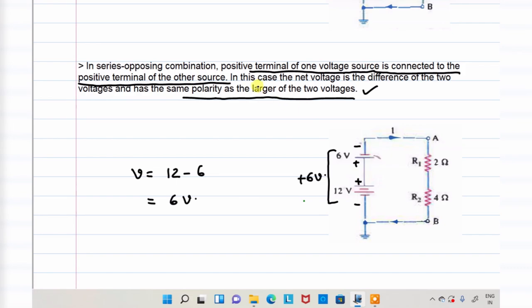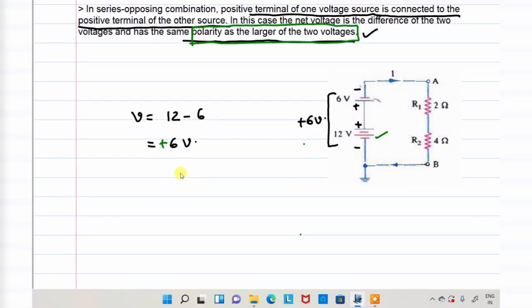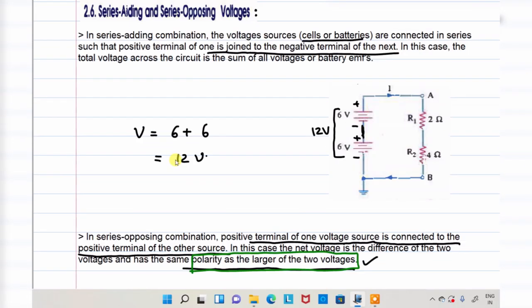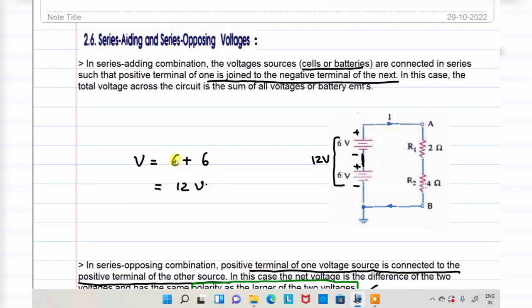In case of opposing, one important point is that the polarity of the larger voltage source is the one you need to consider for the resultant value. In this case, it is positive. Okay, this is the explanation about polarities, series adding and opposing voltages.